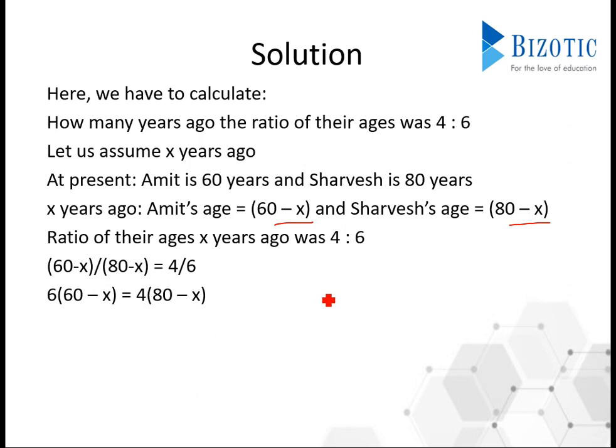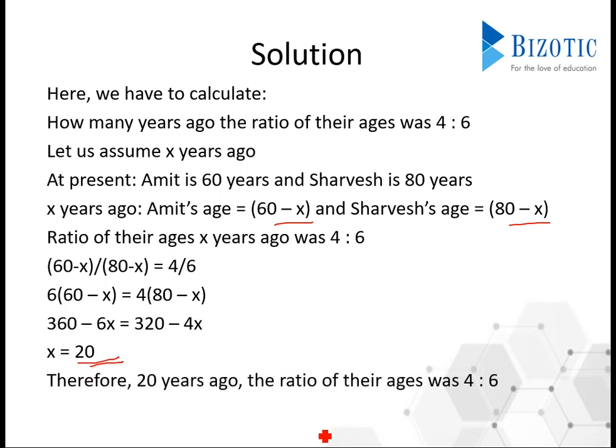6 sixes are 36, which is 360 minus 6X is equal to 8 fours are 320 minus 4X, and then you will again have 2X. In terms of 2X, you will get the answer, which is 40, and X is equal to 20. So that will give you the final answer. 20 years before, the ratio of their ages was 4 is to 6, and that in turn gives you the right answer option, which is option C.